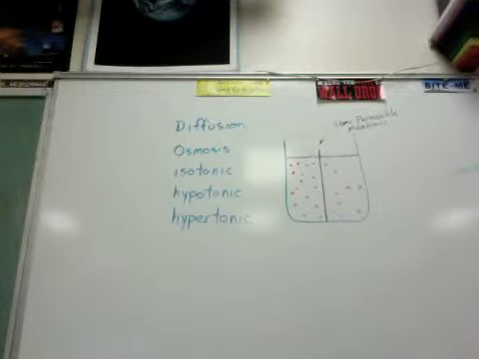Define osmosis. Willow? Is it the diffusion of water? Good. Diffusion of water through what? Through a... Nice. That's it. Through a semi-permeable membrane. Very good, very good. Osmosis is the diffusion of water. Okay.